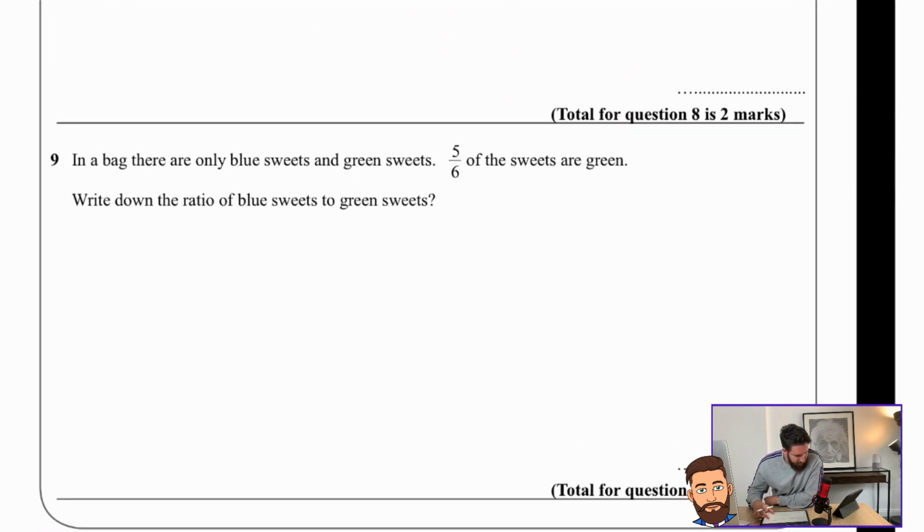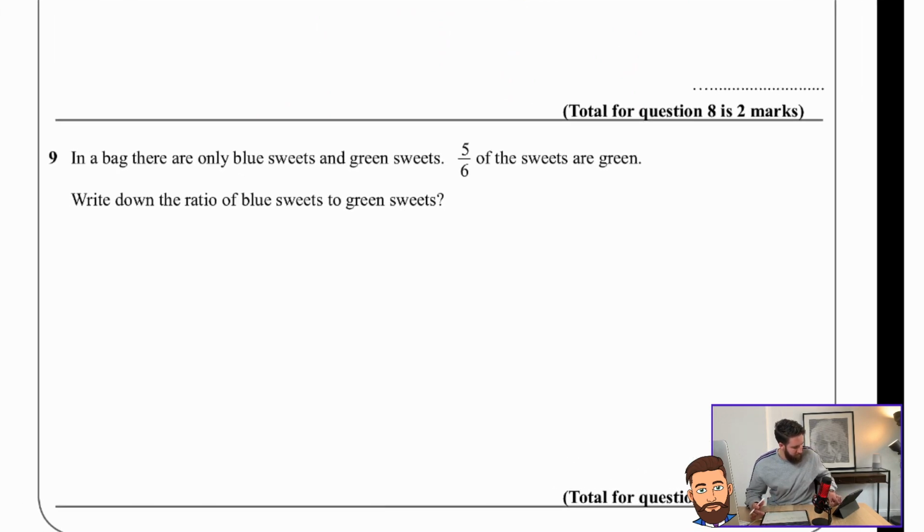So I'm just going to give you 30 seconds to have a go at that last one. If you haven't done it yet, have a go. If you have, I'll go through the answer in just a second.